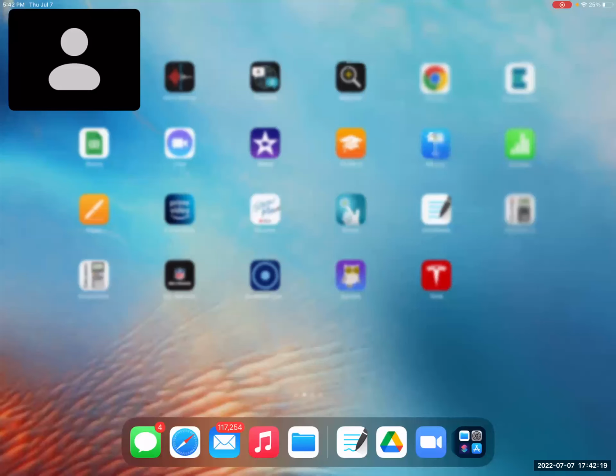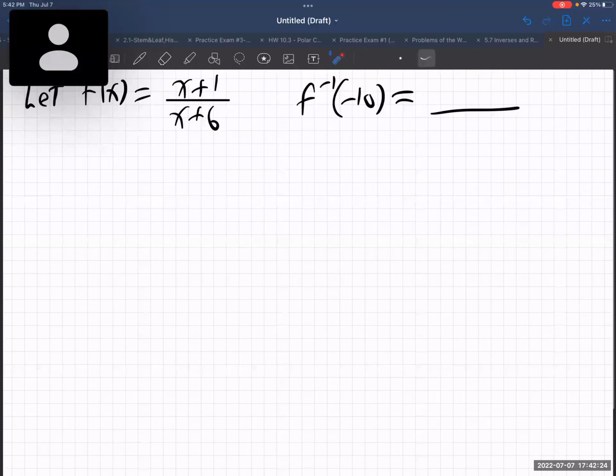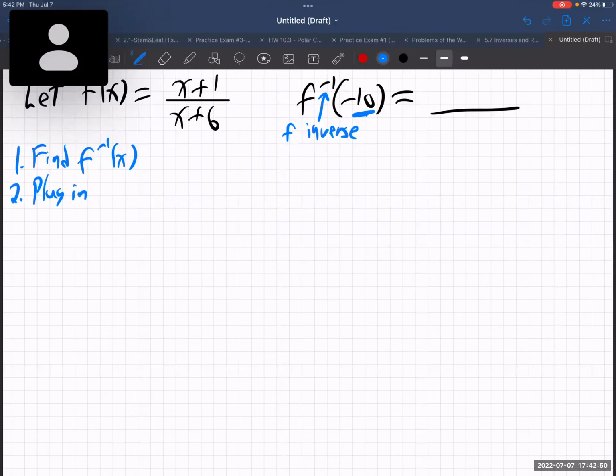Okay, so on this problem, they're giving us a function f of x equals x plus 1 over x plus 6, and they want us to find f inverse. Remember that negative 1 power there means inverse, f inverse of negative 10. So in other words, they want us to step 1, find the inverse function, and then step 2, plug into the inverse function x equals negative 10, right? That's what they're saying.